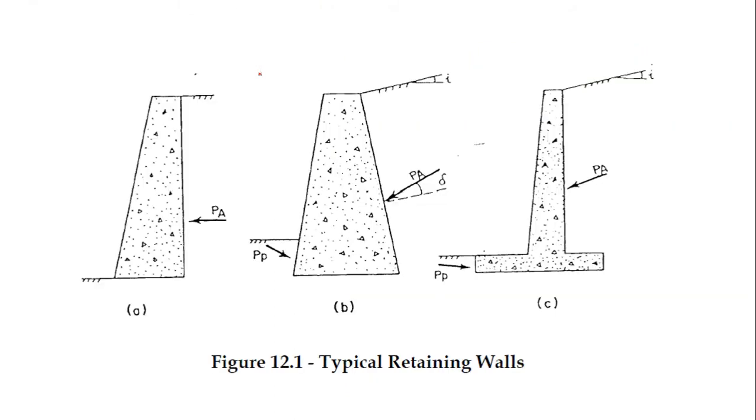Now these are the typical retaining wall structures. This diagram typically shows how the pressure or how the load is acting on the structure.